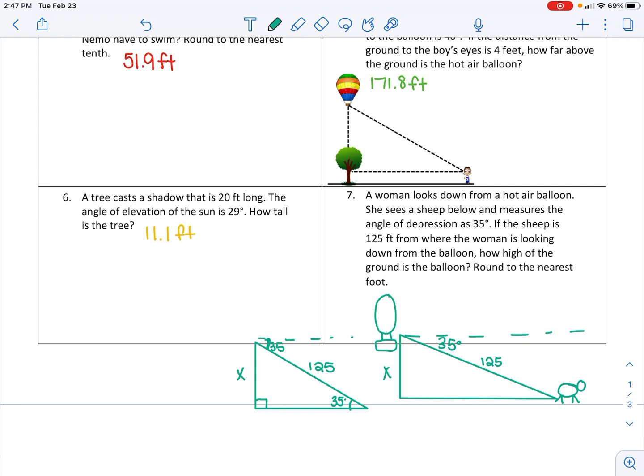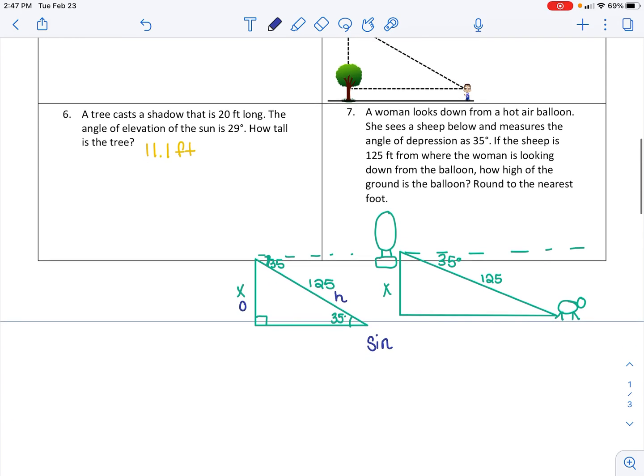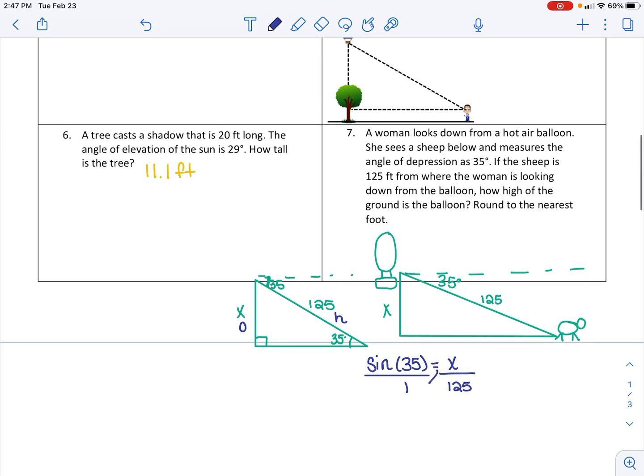So we're going to label our sides. x is going to be opposite of that 35-degree angle, and 125 is going to be my hypotenuse. So we're going to say sine, because that is opposite and hypotenuse. The sine of 35 is equal to my opposite over my hypotenuse, and we're going to cross multiply. So we get x times 1 is x. Then we have 125 times the sine of 35.